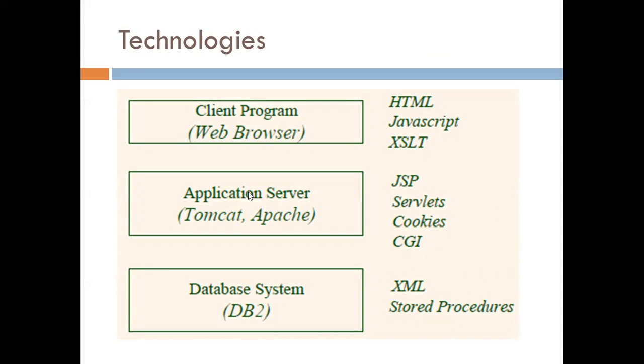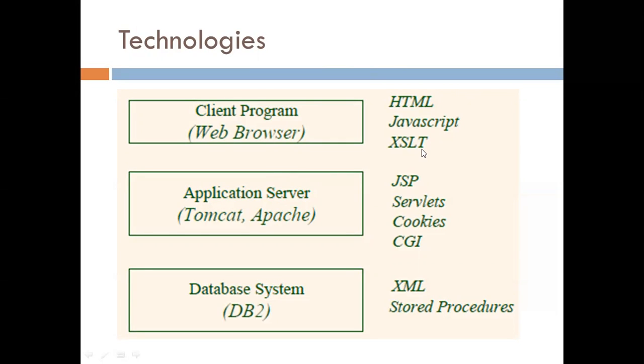So the technologies that are used on the three different layers include, at the client side, the technology on a web browser includes HTML, JavaScript, and XSLT. On the application server, the server can be a Tomcat server, Apache server, or many other servers are available.